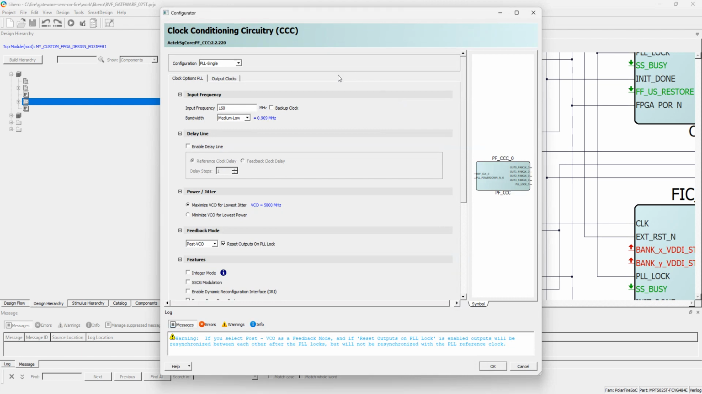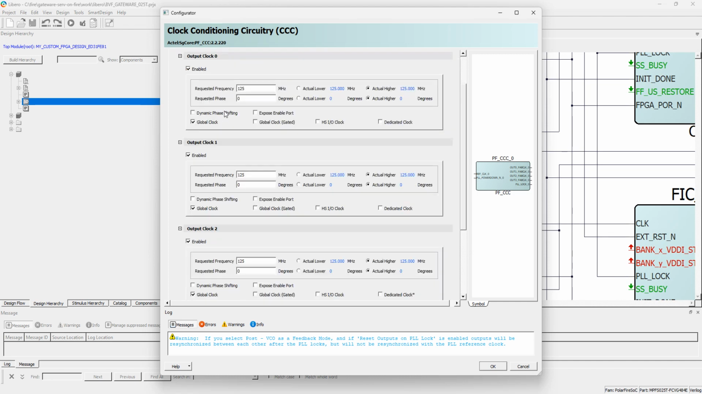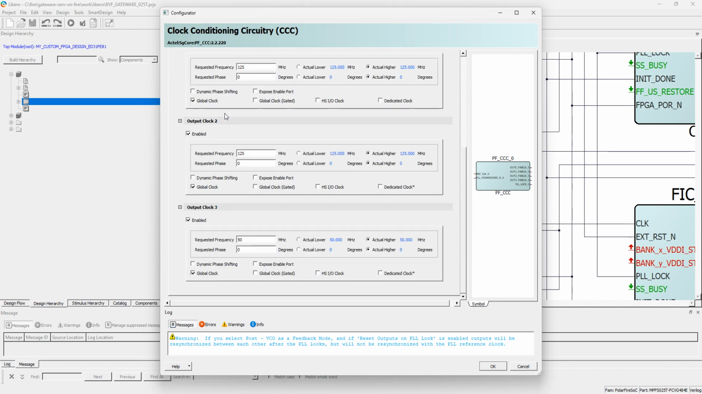This is like a pre-built design block provided by BeagleV-Fire, and you can configure it. They've got an input frequency of 160 megahertz. That was that oscillator that we just saw, so that's going into it. That's on the clock options PLL. Now you click on the outputs, and we've got 0, 1, 2, 3, of which we saw that we wanted the third output, output 3.